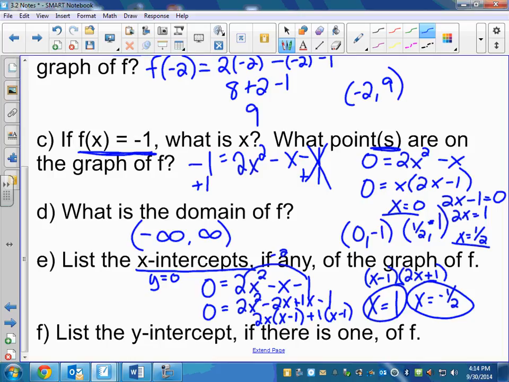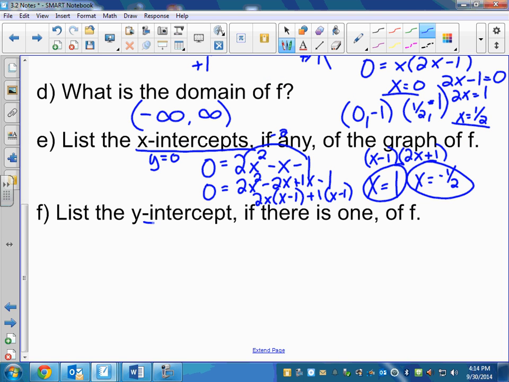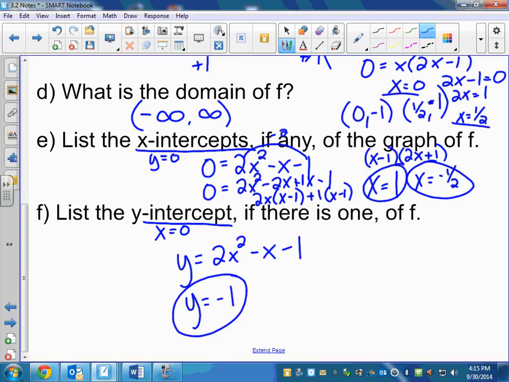X-intercepts of a quadratic are a little bit harder to find. The y-intercept is my favorite point to find, because the y-intercept means what do I get when x is 0? If I make x equal to 0, I'm just going to get -1, which means it would cross the y-axis at -1. You can write these as points or numbers. I just leave it like this, but that's really the point (0, -1). Whereas up here, the x-intercepts would be the points (1, 0) and (-1/2, 0).